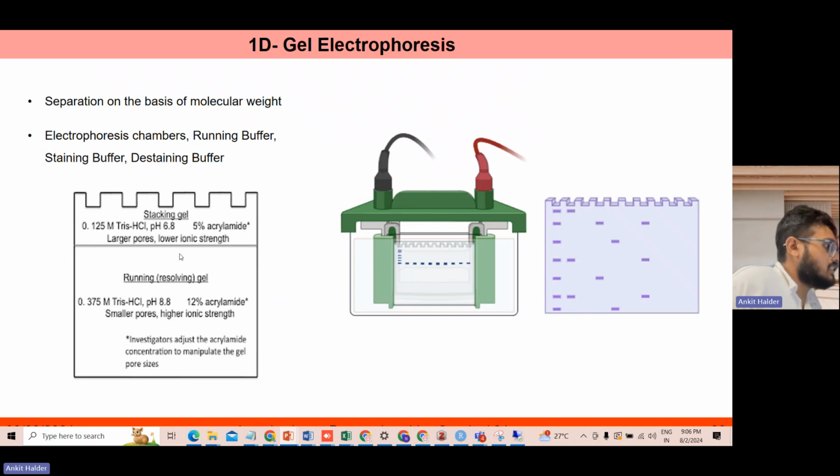The stacking gel is at pH 6.8 and has a lower concentration of acrylamide, larger pores and lower ionic strength, with Tris-HCl of a particular concentration, whereas the running and resolving gel has a different concentration of Tris-HCl, pH 8.8 and 12% acrylamide. This is done on the basis of the requirement of our resolving, right?